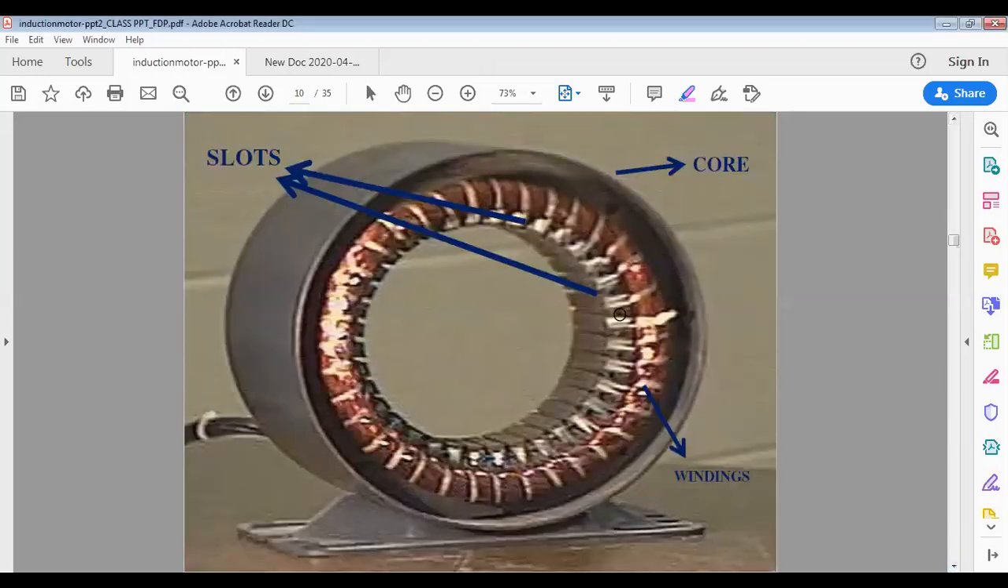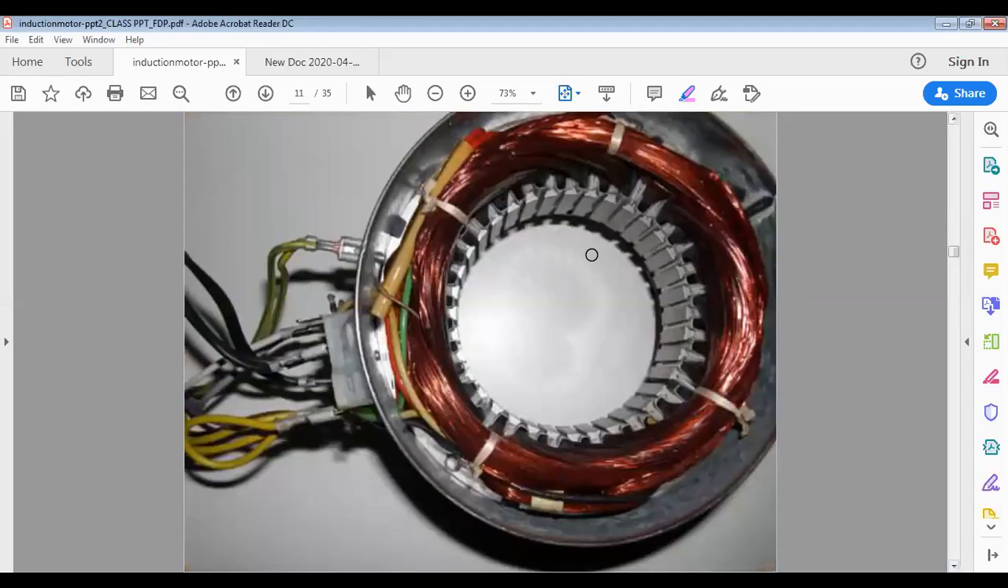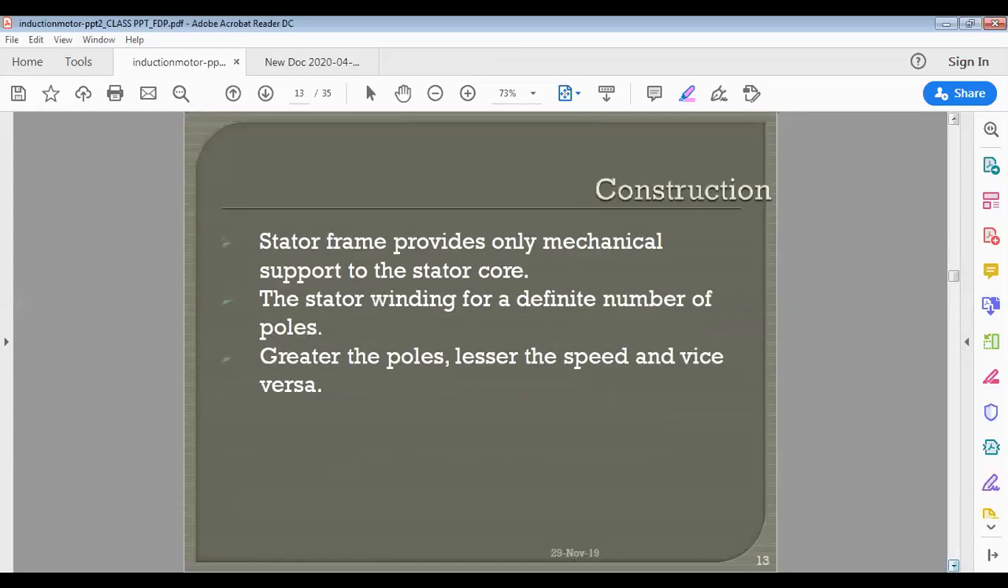So again, all of you can see the same thing here. Stator core slotted, and in the slots copper windings are there. Okay, next image also the same thing. See, stator core slotted on the inner periphery, copper windings, and here you can also see the terminal box. In the terminal box, terminals of the 3 windings are there. Clear?